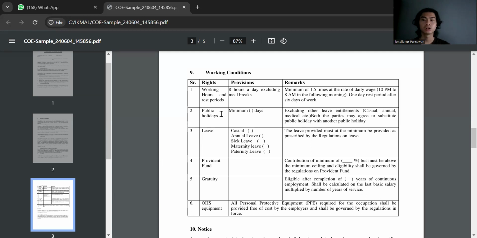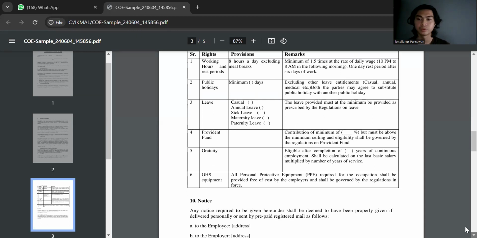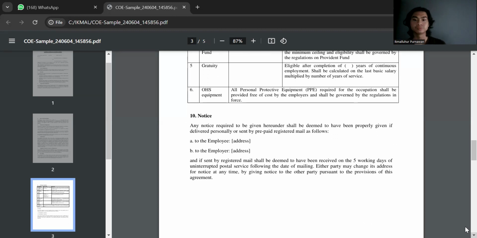Or like on public holidays, they could change the days, excluding other leave entitlements, casual, annual, medical, etc. Both parties may agree to substitute public holiday with another public holiday. Okay, here is the working conditions for the employee to know.